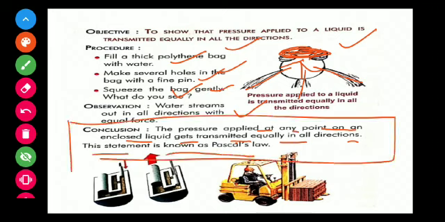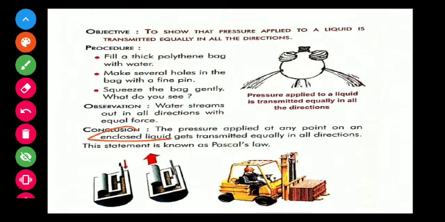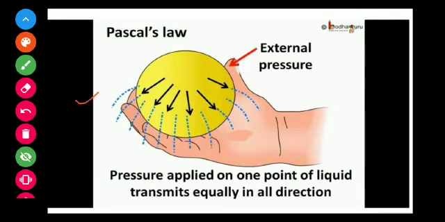This is a very important term. Define Pascal law. What is the Pascal law? The pressure applied at any point on an enclosed liquid. Again, this is your keyword: enclosed liquid, not an open liquid. This is your container, and this liquid has a free surface because there is air. If you apply a pressure at any point on an enclosed liquid, it gets transmitted equally in all directions, and this statement is known as Pascal law. We apply external pressure here, and the pressure applied on one point of a liquid is transmitted equally in all directions, and the liquid should be enclosed.